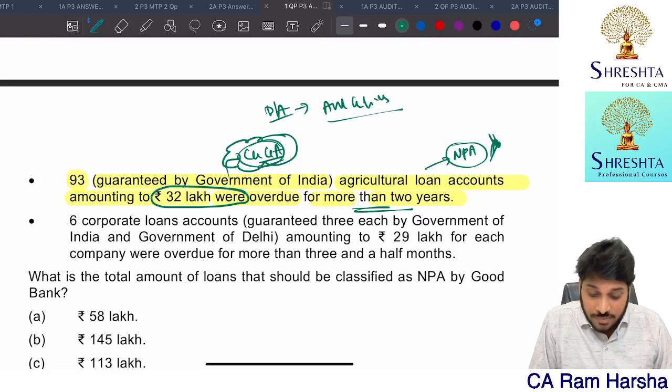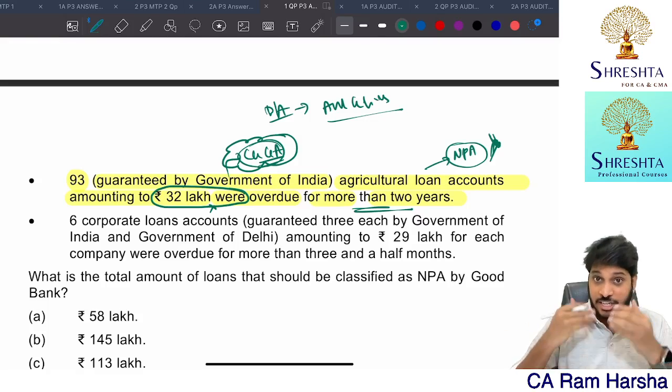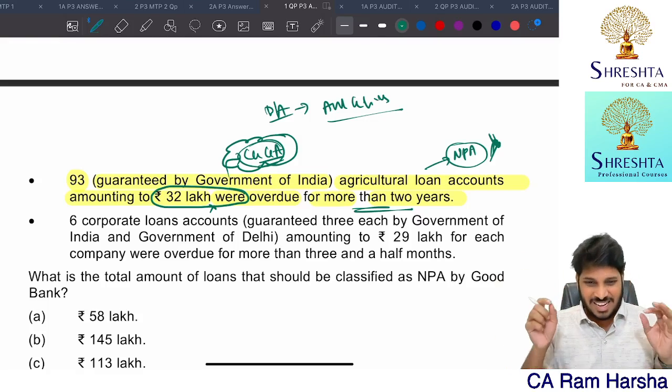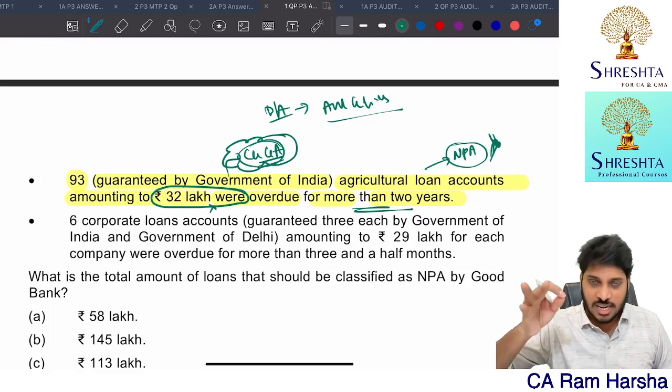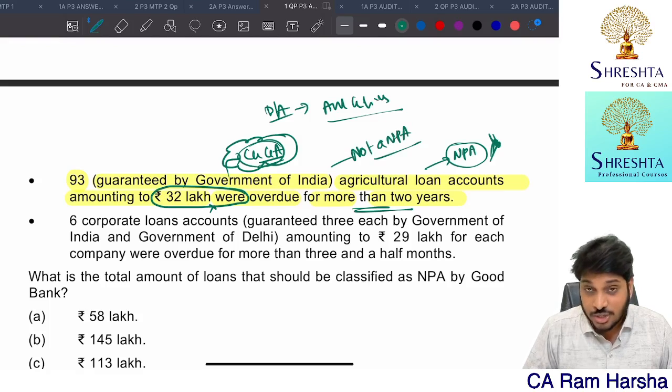But on this amount, the interest we will stop recognizing. For interest recognition purposes, it is NPA, but for asset classification purposes, it is still a standard asset. So 32 lakhs is not an NPA. I'm just telling you, it's not an NPA.